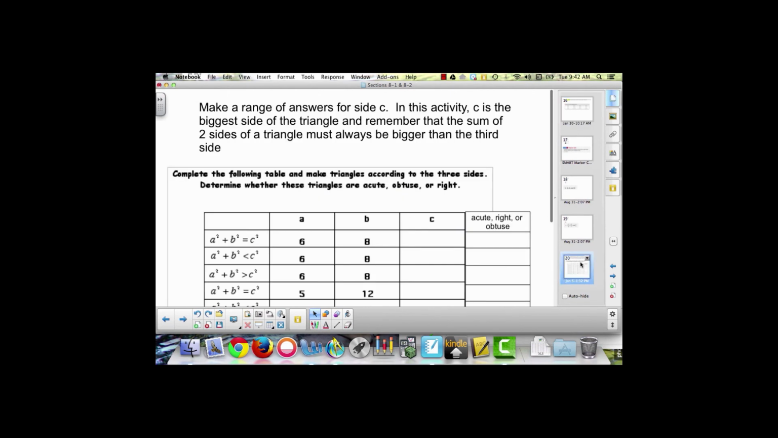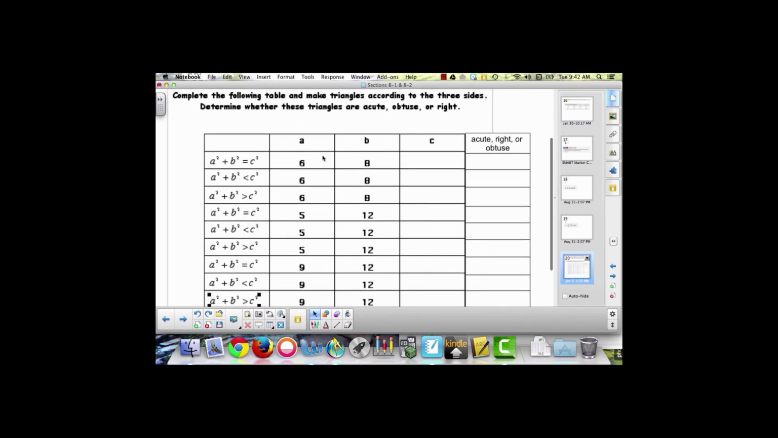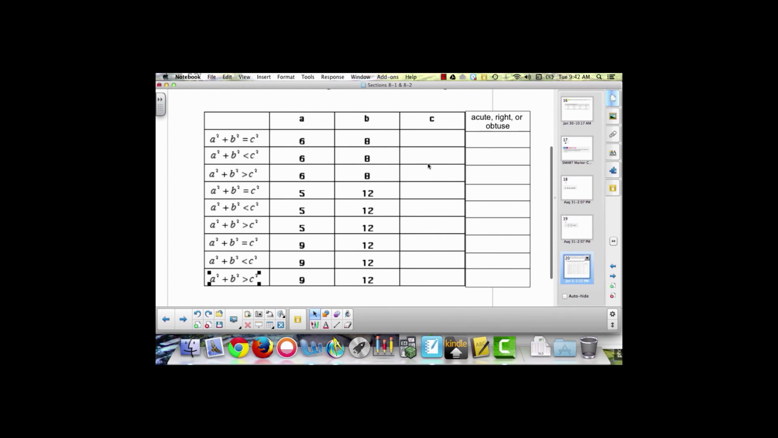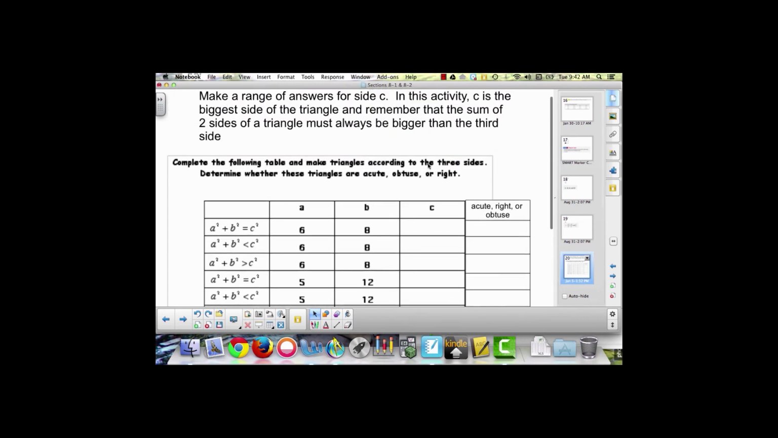Alright, now I have another activity for you. I have some numbers a and b that represent two sides of a triangle. c will always represent the biggest side of the triangle. So that's important to remember when you are filling out this chart. Also, don't forget that the sum of two sides of a triangle must always be bigger than the third side. So when you're making a range for possible lengths for side c, keep those ideas in mind.